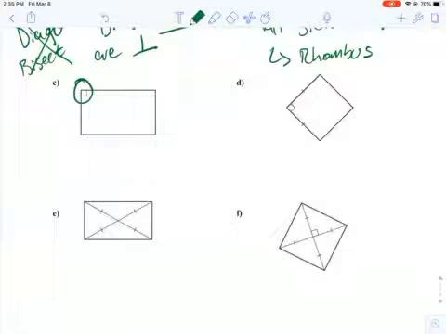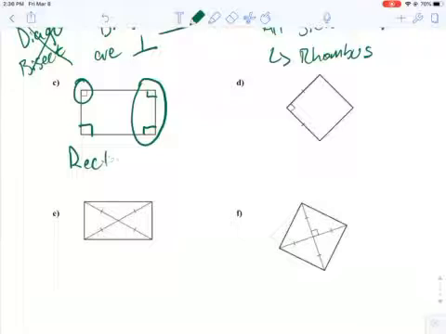Then on C, we have one right angle, and so since it's a parallelogram, the opposite angle is going to be congruent, and then consecutive angles are going to add up to 180. So we know that one's going to end up being a right angle, and then its opposite angle is going to be congruent. So that's a right angle, which makes it a rectangle.